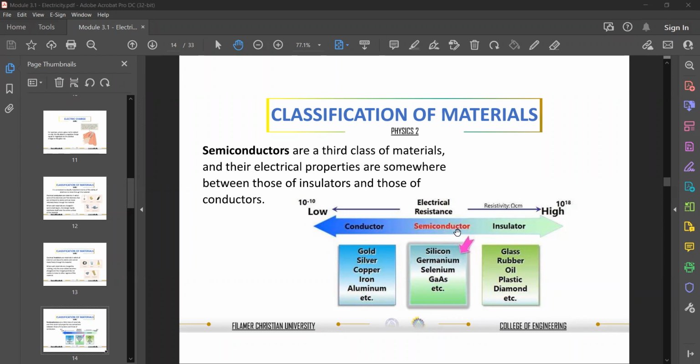So you can determine the electrical resistance of these materials, based on the resistivity, or what we call the resistance ng material. So when you say insulator, these are highly resistive, that is 10 raised to 18. And when you say conductor, that is low, that is 10 raised to negative 10. Pero yung sa normal lang is yung semiconductor. So it might be less or more than the insulator or the conductor. Somewhat in between siya, yung semiconductor.